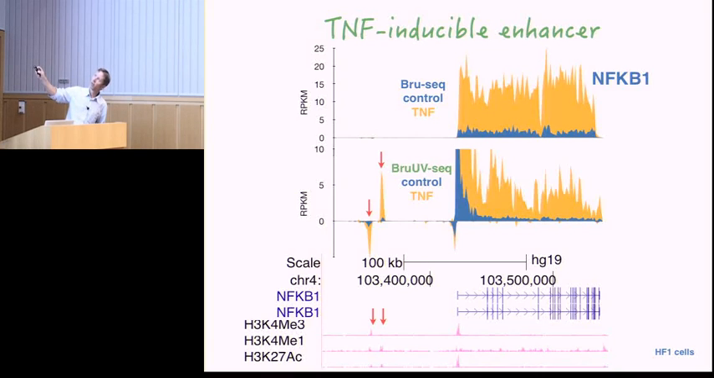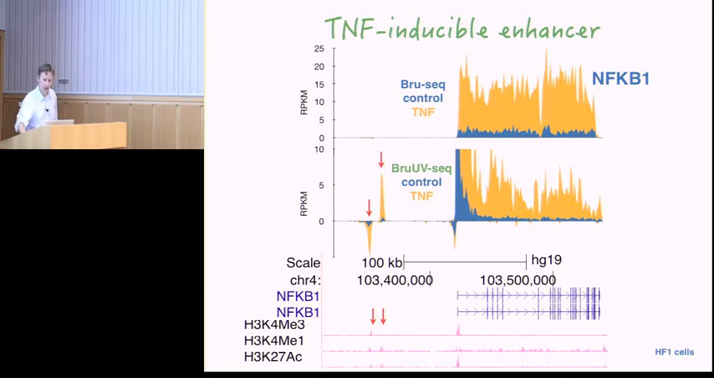Again, with the nascent RNA, these transcripts are short, they turn over very rapidly. But we think that with UV light, we can trap the polymerase with the associated eRNA, and that allows us to enhance for these signals.